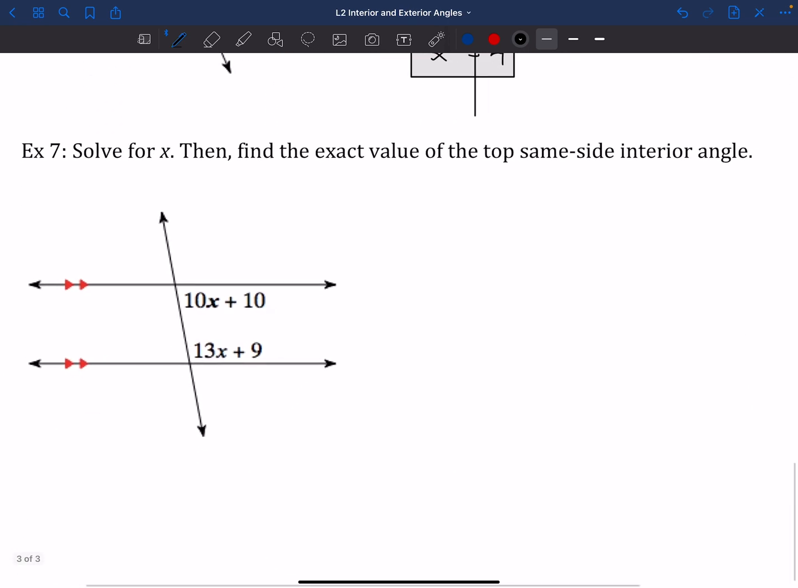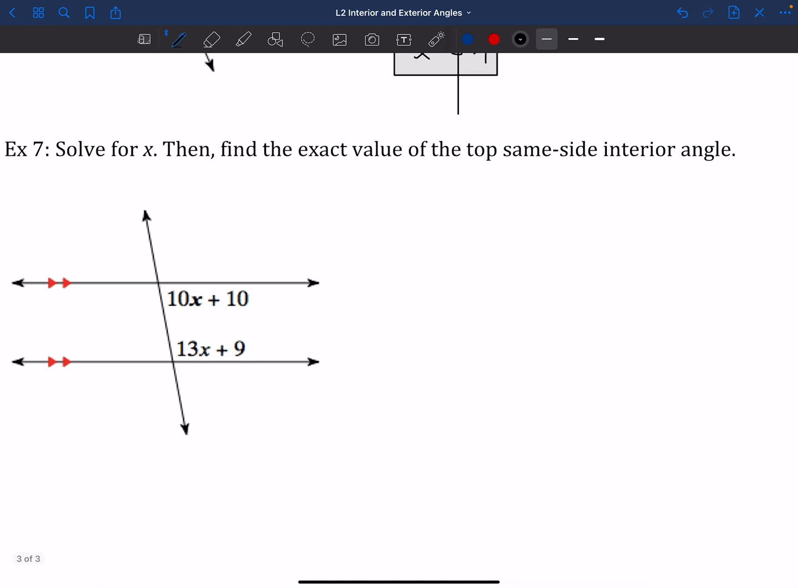Last one, we want to solve for x and then find the exact value of the top angle here. So we want to figure out the measure of that one afterwards. To solve for x here, it's a little bit different. They are same side interior angles, which means that they aren't congruent, they're supplementary. So remember last time we talked about supplementary, they add up to 180. So I'm going to say 10x plus 10 plus that other angle, which is 13x plus 9, all of that together equals 180.